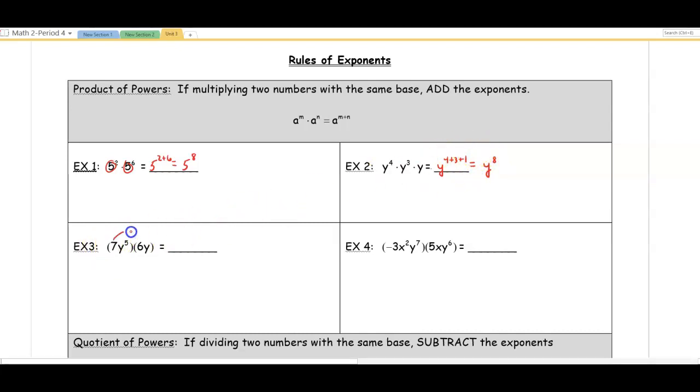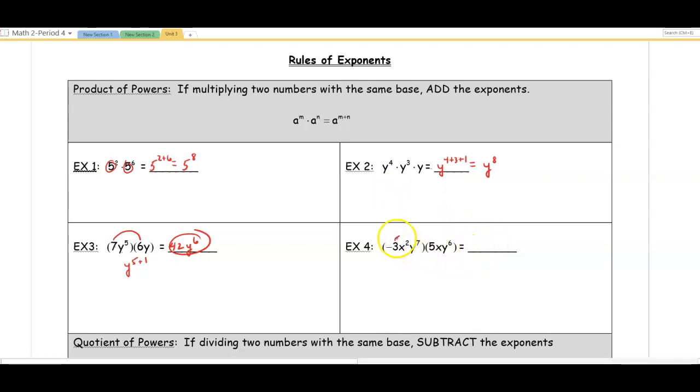Down here, multiply the coefficients together: 7 times 6 is 42, then y to the 5th times y is y to the 5 plus 1, which will give you y to the 6th. Don't make the mistake of adding 7 and 6. Remember, you're still multiplying numbers, but when you multiply same bases, you add the exponents.